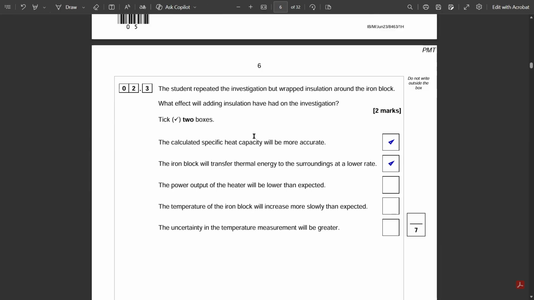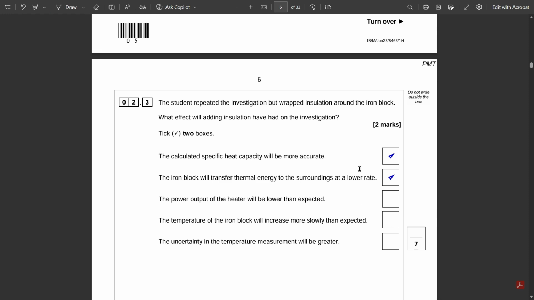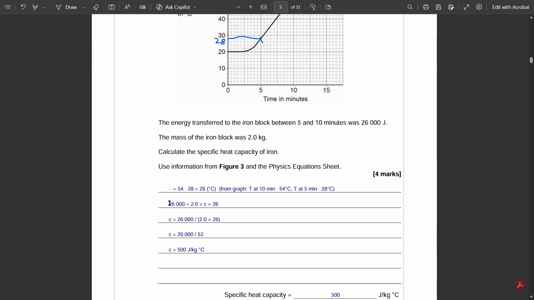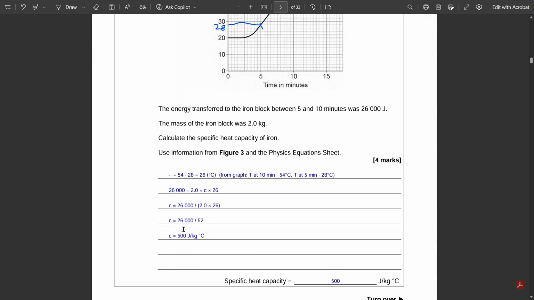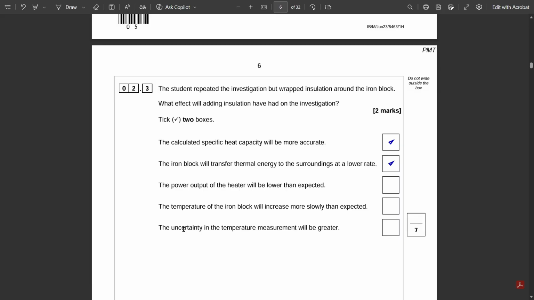And then the student repeated the investigation but wrapped insulation around the iron block. What effect will adding insulation have had on the investigation? Well, the specific heat capacity will be more accurate, and that is because the iron block will transfer energy to the surroundings at a lower rate. So basically, less energy is lost to the surroundings, so more energy is actually spent heating up the iron block, which means that the energy calculation we're using here, the 26,000 joules, will be more accurate to the actual energy that is used in heating up the iron block.